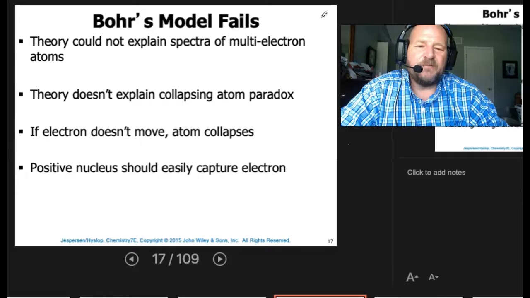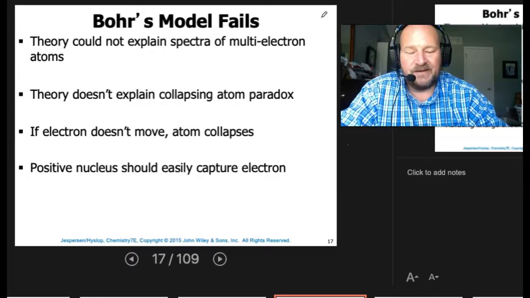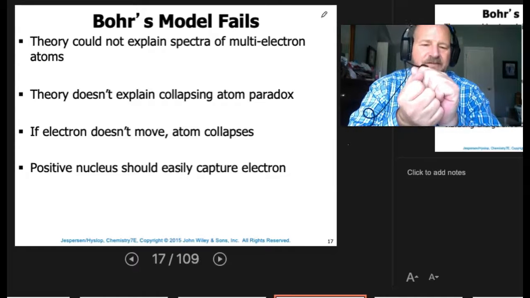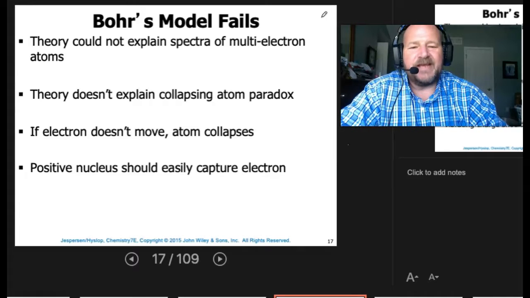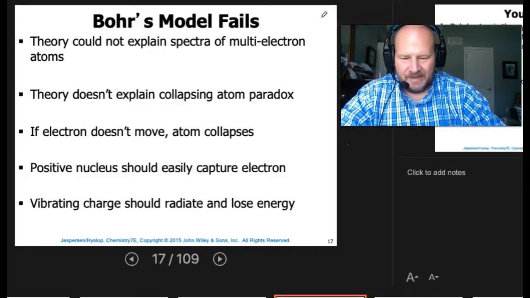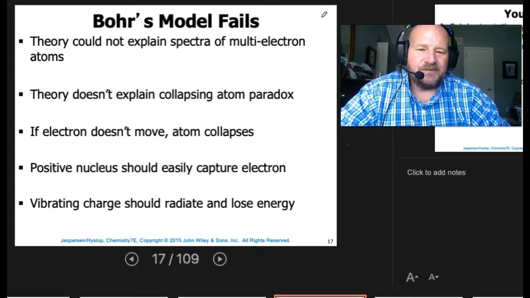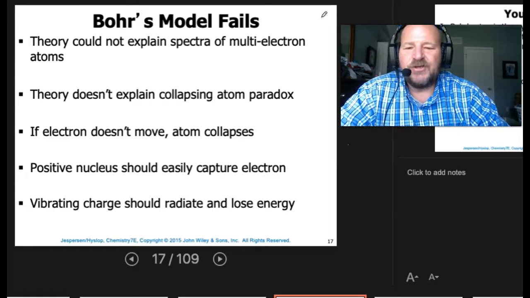So it's not explaining why the electrons will move. In fact, it has nothing to do with the electrons moving, but we know that if the electrons stop moving, then we have a positive charge and a negative charge, and they have to come together. That's just what has to happen. So if the electron doesn't move, then the atom will collapse. Now, another problem with it is that a vibrating charge should radiate and eventually lose its energy.